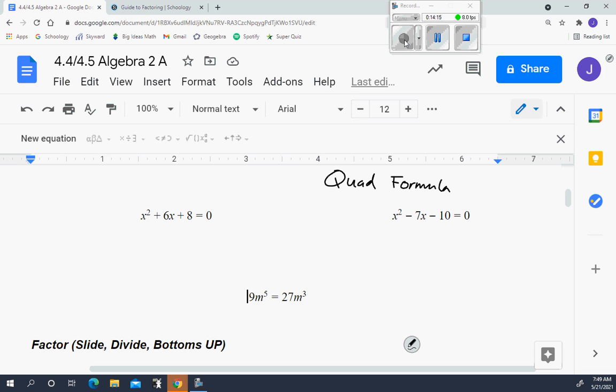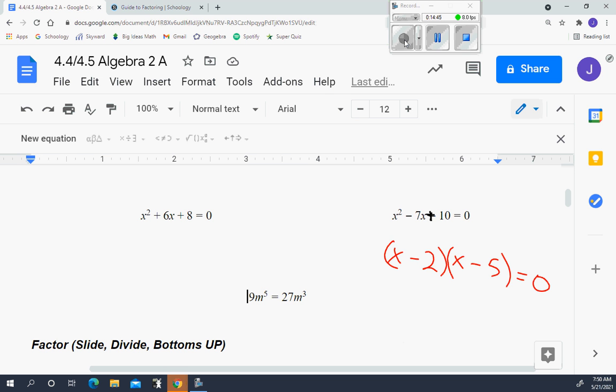Alright? But you guys know how to do that. You guys just got done with this. I want to focus on factoring. Let's just change this minus to a positive, just for the sake of this. Okay. So we're going to get x and x. We're going to get 2 and 5. We're going to have minus and minus. Equals 0.